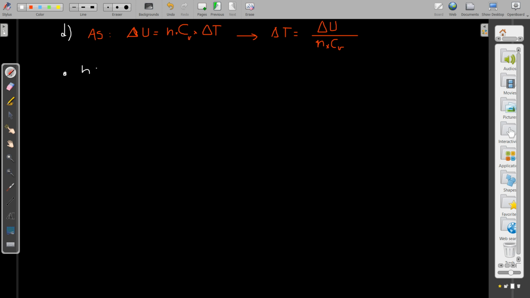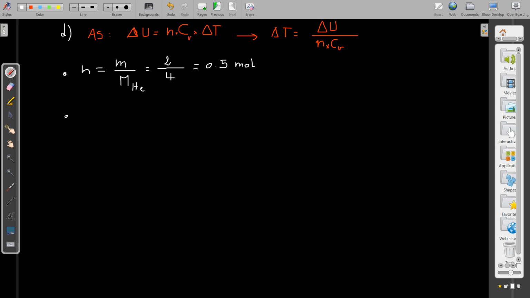n, the number of moles, is mass over molar mass of the species, which is helium. The mass used is 2 grams and the molar mass of helium is 4. This is well known from previous lessons of chemistry. 2 over 4, which is equal to 0.5 mole. Well done.